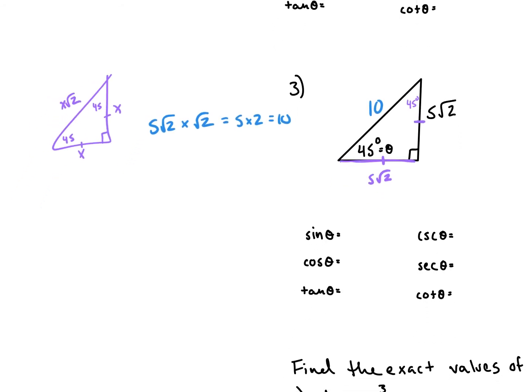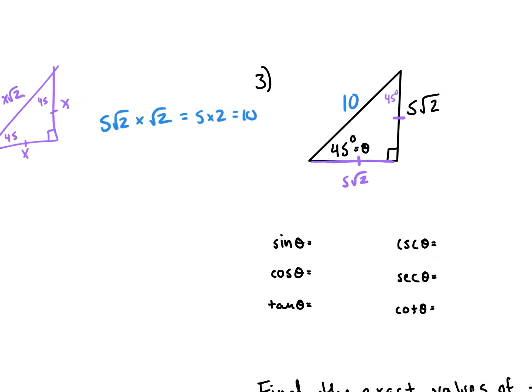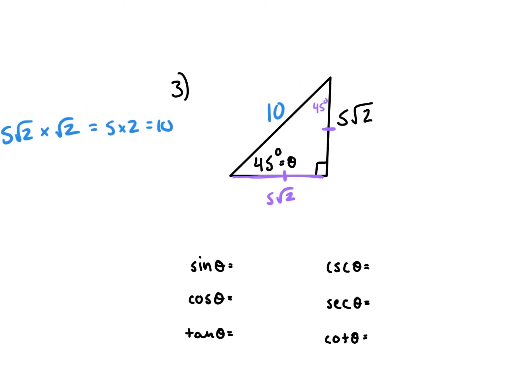So the hardest part for your special right triangles is coming up with the two other sides because we can't just do Pythagorean theorem. You have to know your special right triangles. Once we have the sides, we just use whatever theta is here and come up with our 6 trig functions. So sine would be opposite over hypotenuse. So opposite is 5 square root 2 over 10. What does this simplify to? Square root 2 over 2.